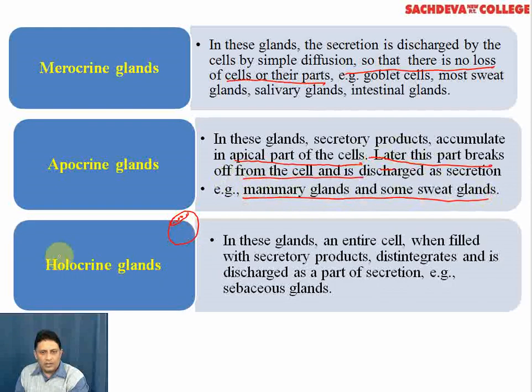Third are the holocrine glands. Secretion is filled completely inside the gland, and the complete gland ruptures to release the secretion. The complete gland disintegrates and discharges its secretion. Example, the sebaceous glands.